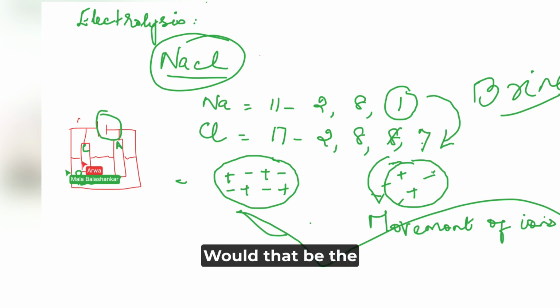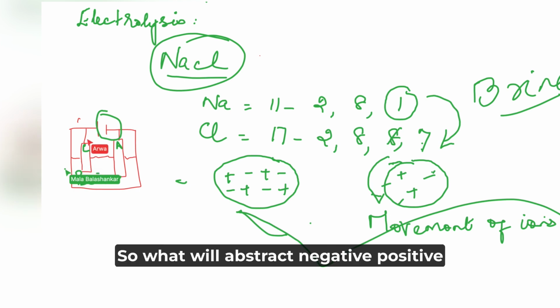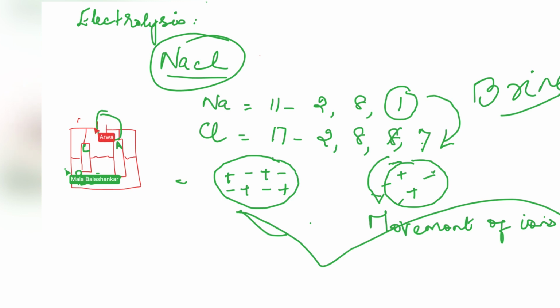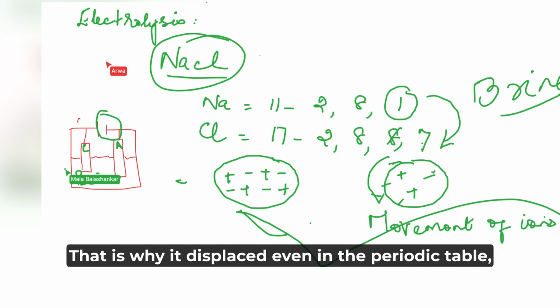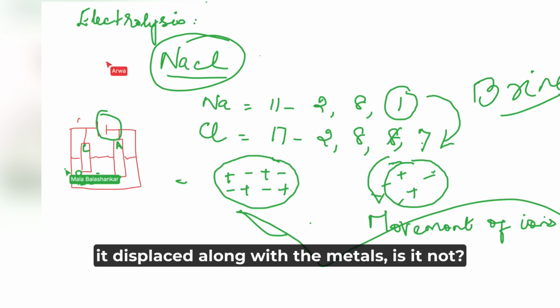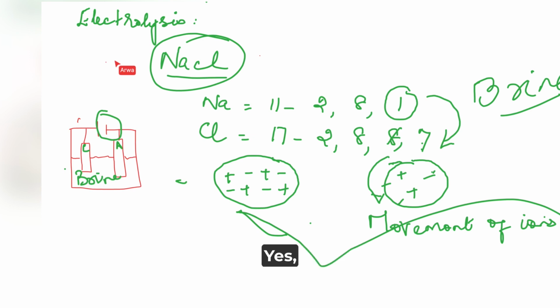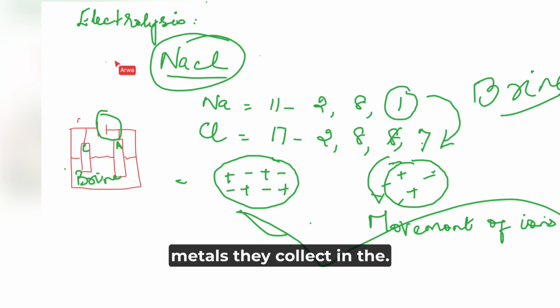Would that be the positive? Cathode is a negative electrode, is it not? So what will attract negative? Positive. So hydrogen. Hydrogen behaves like a positive ion, is it not? Like a metal. That is why it is placed even in the periodic table along with the metals. Metals, they collect in which electrode?